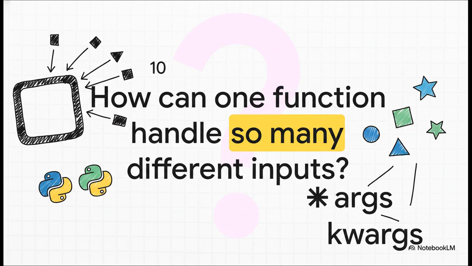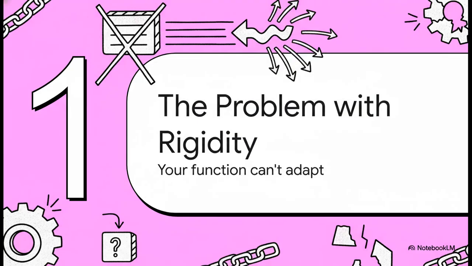It's not magic, not really. It's a core feature of the language that is absolutely key to writing adaptable code. And we're about to break down exactly how it all works. So first up, let's talk about the actual problem that args and double args are designed to solve. And it all starts with how rigid a normal standard function can be.